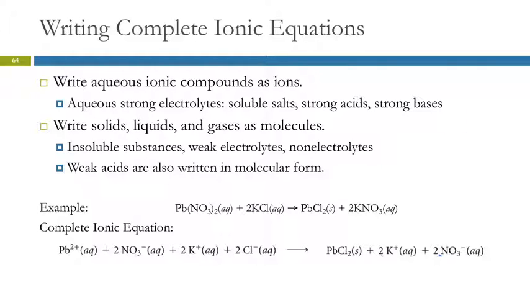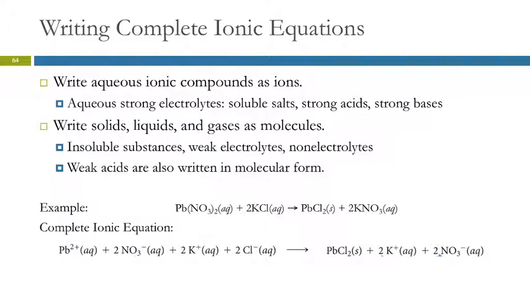So to write a complete ionic equation, you have to start with a balanced chemical equation, a molecular equation. You're going to write all of the aqueous ionic compounds as individual ions. This includes aqueous strong electrolytes. So that'll be soluble salts, the aqueous ionic compounds, and the strong acids. And I know we haven't gotten to the list of strong acids yet, but it is coming. And the strong bases.